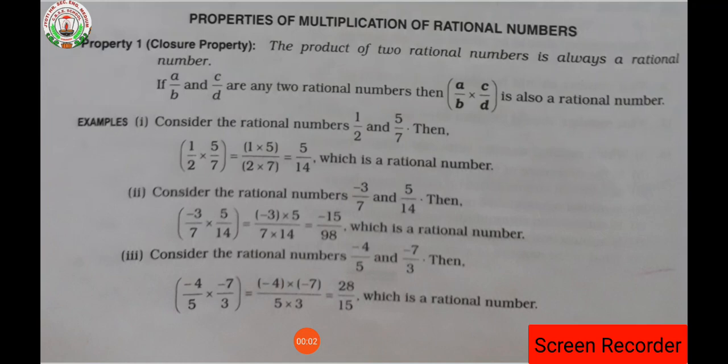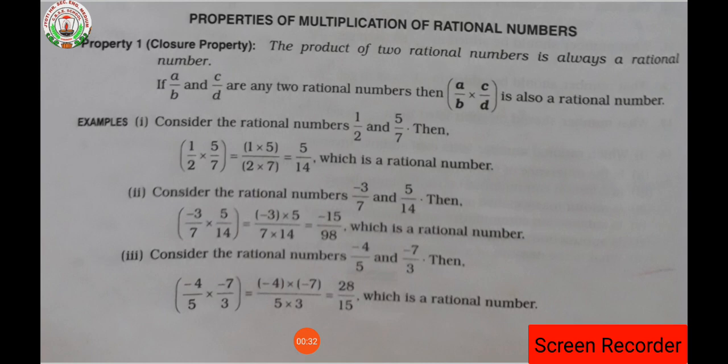Morning everyone. Today we are going to see the property of multiplication of rational numbers from chapter 1. Yesterday we had seen the properties of addition of rational numbers as well as the properties of subtraction of rational numbers. These two properties are already over in the previous video. Now we are going to see the properties of multiplication of rational numbers as well as the properties of division of rational numbers.